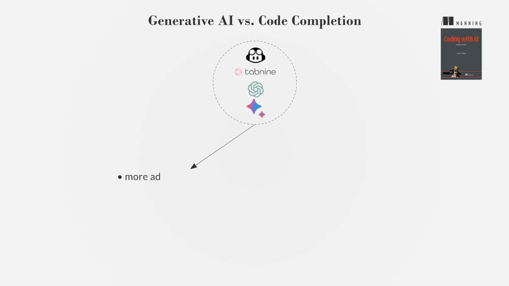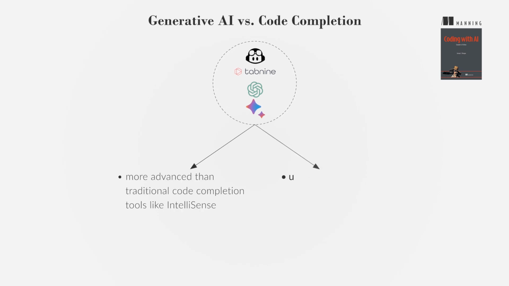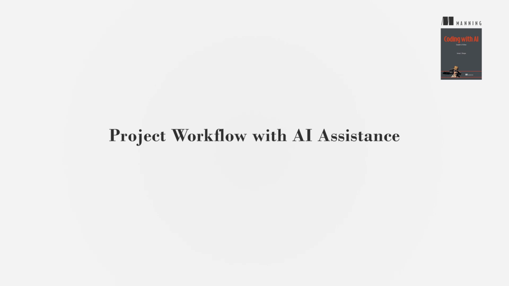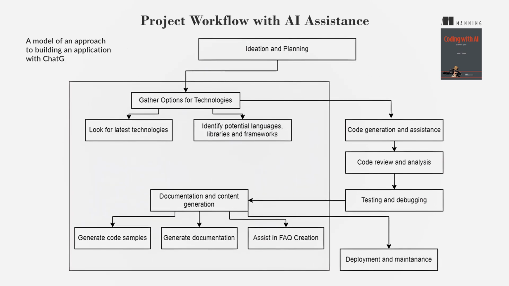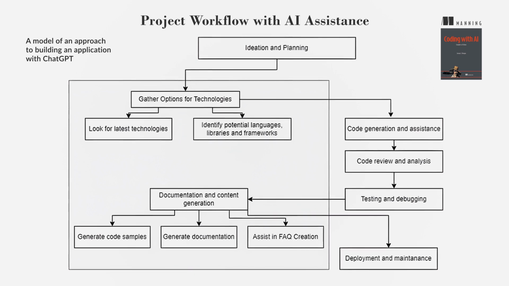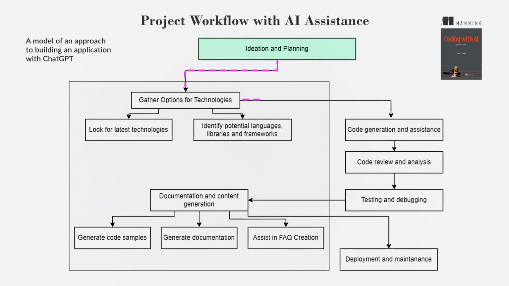Generative AI tools are more advanced than traditional code completion tools like IntelliSense. They use machine learning to analyze vast amounts of code and provide context-aware suggestions, making them more prescriptive and versatile. Incorporating AI into your workflow can significantly boost productivity by streamlining various aspects of software development, from ideation and planning to code generation, review, testing, and documentation.